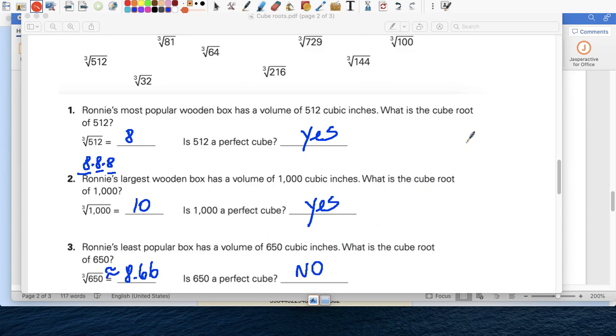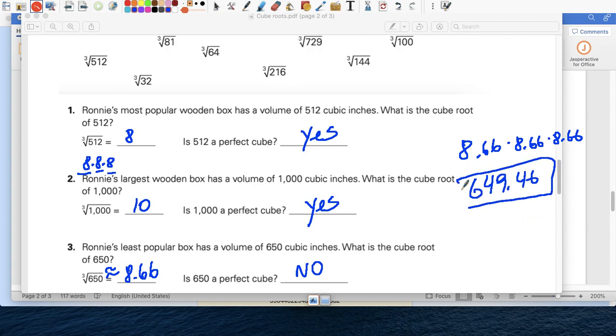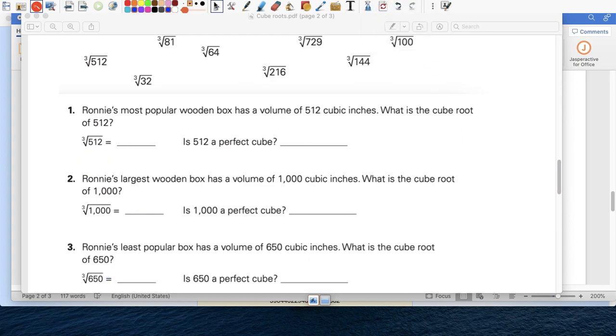Let's try 8.66 times 8.66 times 8.66. Will we get 650 exactly? Well, let's give it a try. I get 649.46. Close to 650. Is it 650? No, but we get close. The more decimal places we could have used, the closer it would have been to 650, but not exactly 650. So not a perfect cube.